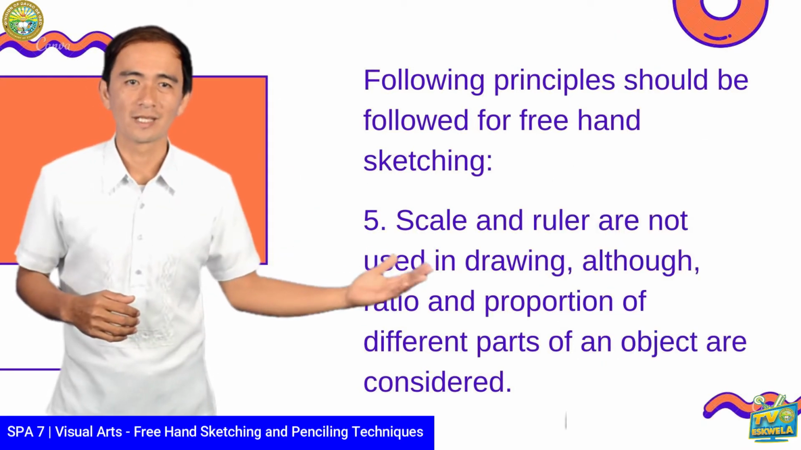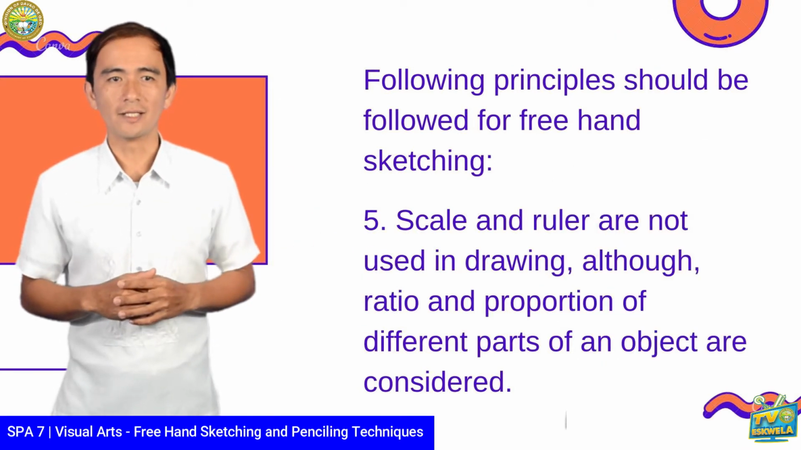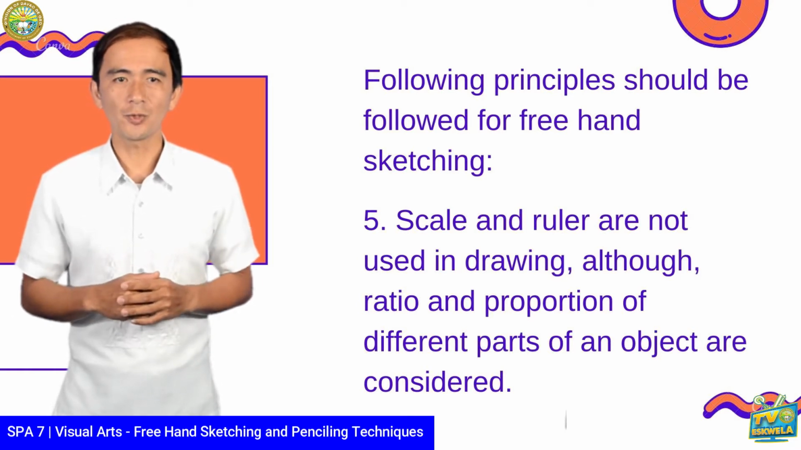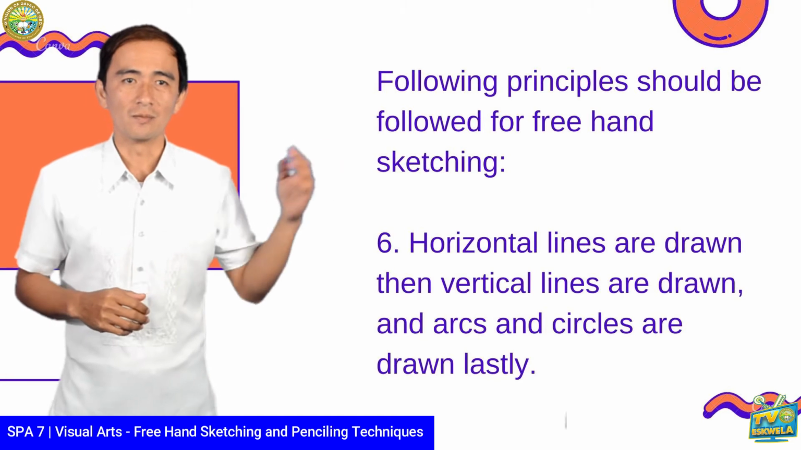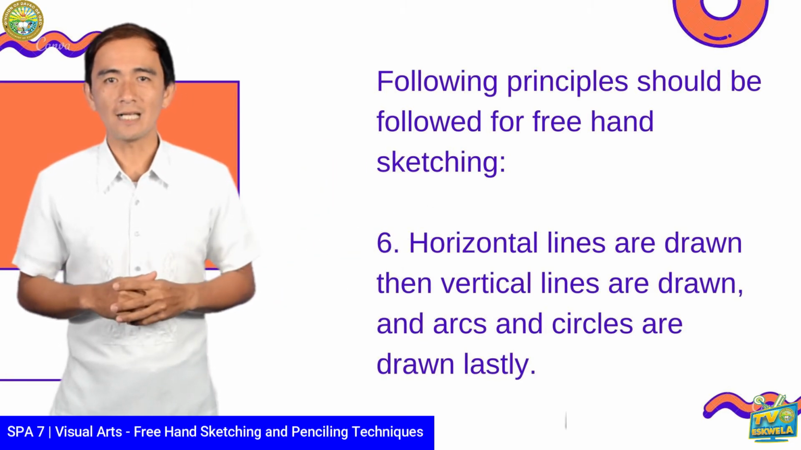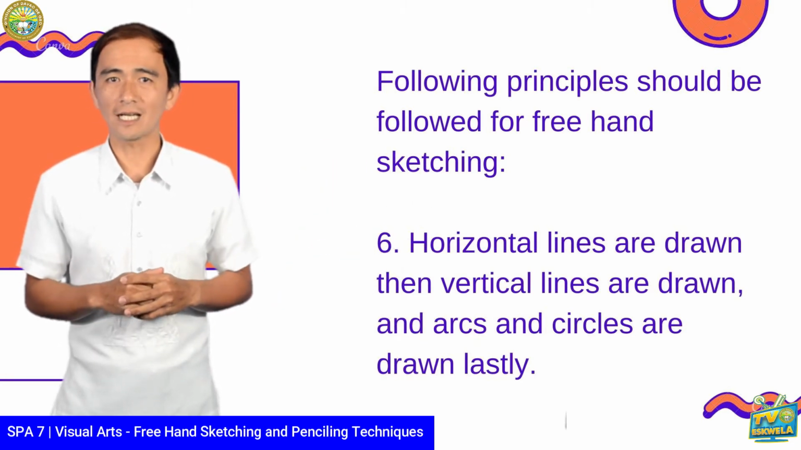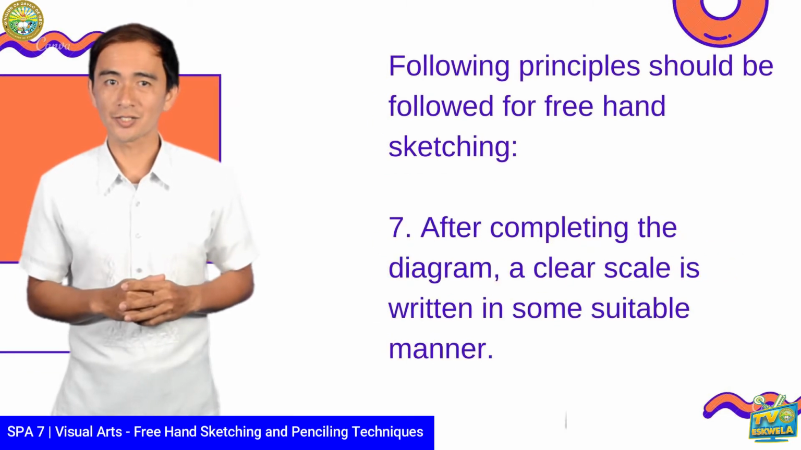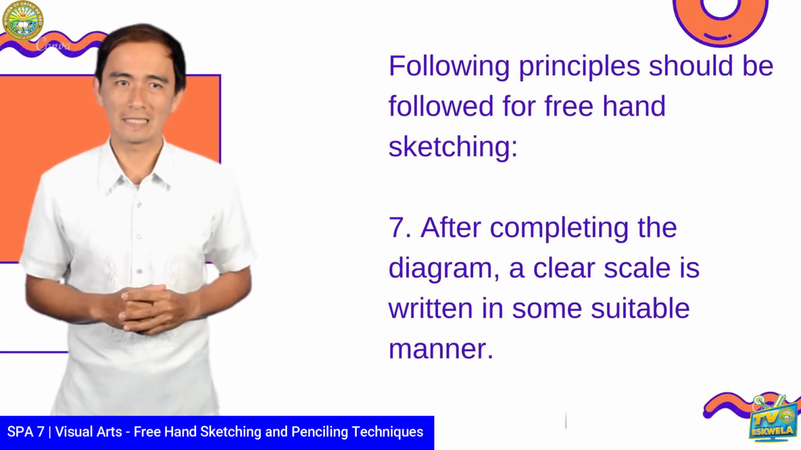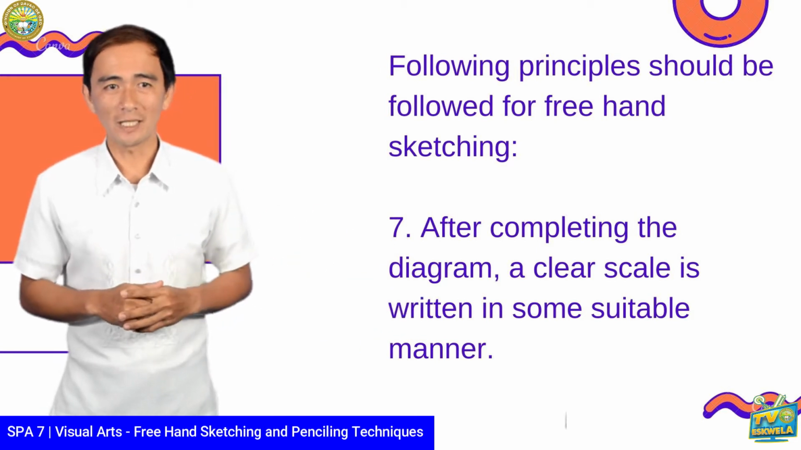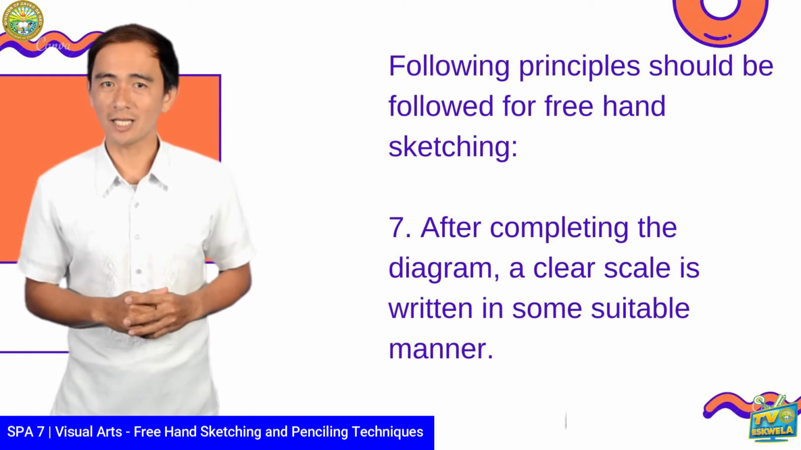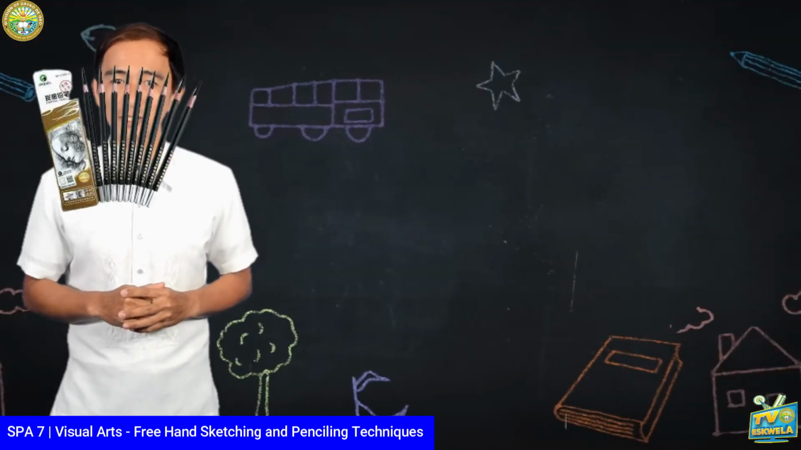Number 5. Scale and ruler are not used in drawing, although ratio and proportion of different parts of an object are considered. Number 6. Horizontal lines are drawn, then vertical lines are drawn, and arcs and circles are drawn lastly. Number 7. After completing the diagram, a clear scale is written in some suitable manner.